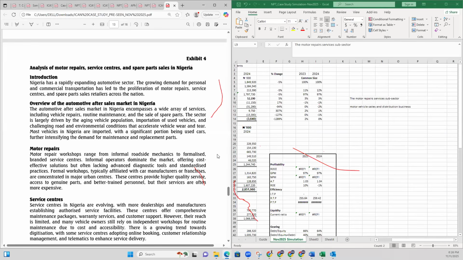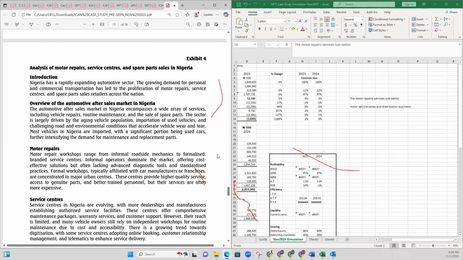Analysis of motor repairs, service centers, and spare parts sales in Nigeria. Introduction. Nigeria has a rapidly expanding automotive sector. The growing demand for personal and commercial transportation has led to the proliferation of motor repairs, service centers, and spare parts sales retailers across the nation.